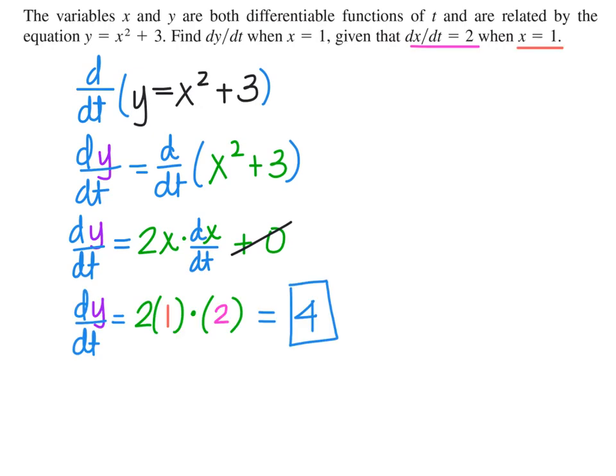So when I plug everything in, I end up with 4, but in terms of understanding what this really says, it says that the rate of change of y in respect to t, so whatever y is in terms of time, when the x variable is 1 and the rate of change of x in terms of time is 2, that means that y is changing at that point at 4, whatever the unit is per whatever the time unit is.